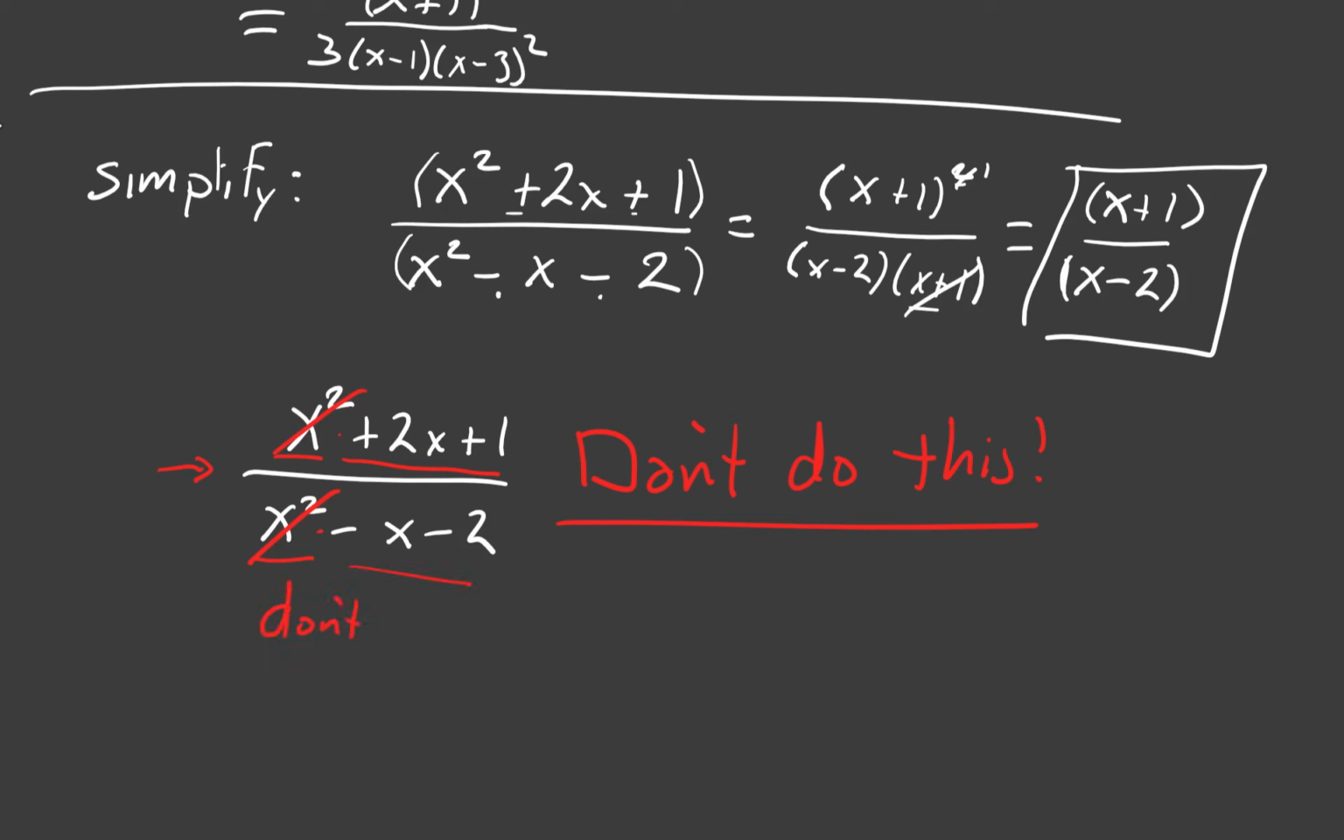So don't cancel addition with division. Just don't do it. This is bad. That's a common mistake you see a lot in algebra, but don't do it. You have to break it down so that you've got multiplication going on. As soon as you find that multiplication, you can cancel multiplication with division. All right, that's that for this video. We'll do a little bit more in the next video.